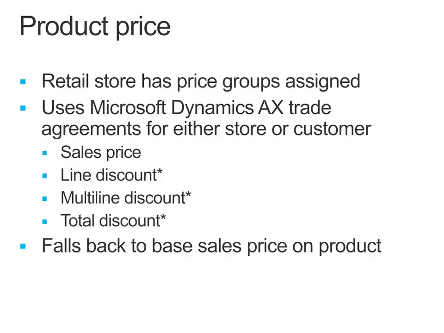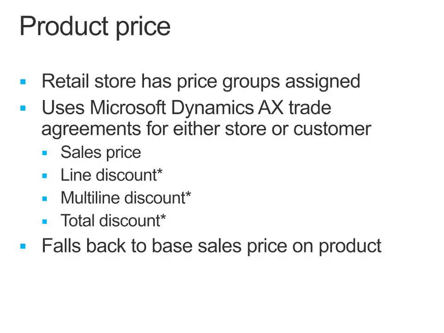If there's a customer assigned to the POS transaction, it will also look at the trade agreements that are associated with this customer and this customer's price group. The POS will try to calculate the price exactly the way AX does it in a sales order. There are just a couple of caveats that I want to point out here.